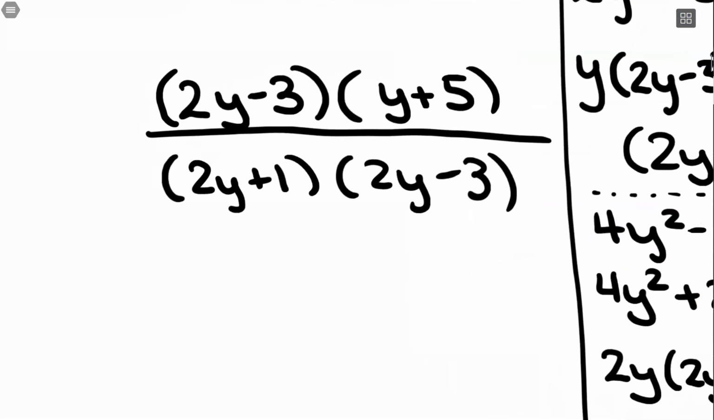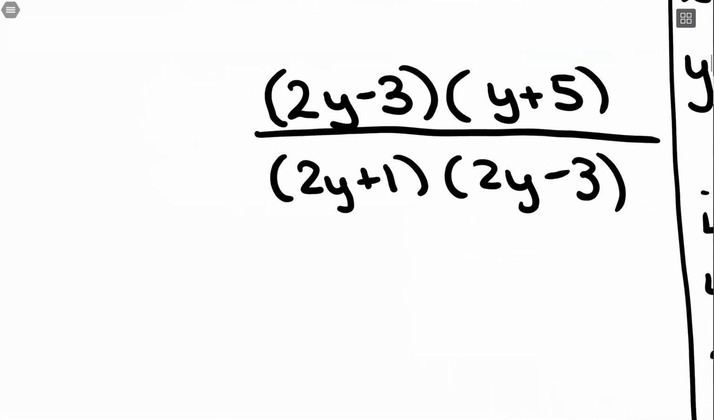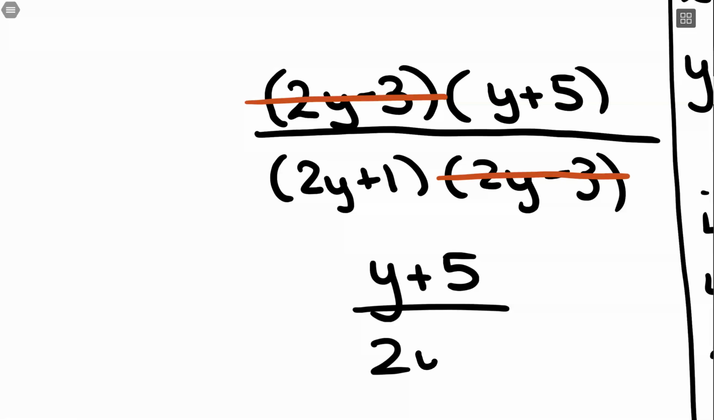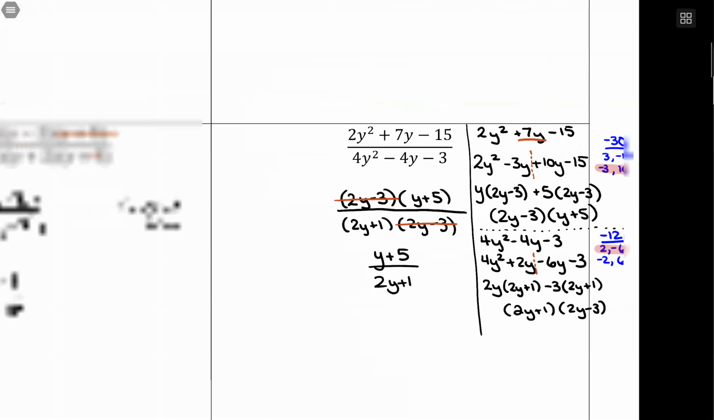And now we can just focus on this and look for any values that can cancel out. And what we can see is this entire 2y minus 3 in the numerator and denominator. So those will cancel with each other. And what we'll have left over is y plus 5 over 2y plus 1. So that's our simplifying rational expressions. It's all about getting to that factored form and making sure it's completely factored, and then from there reducing down to the simplest version of that rational expression.